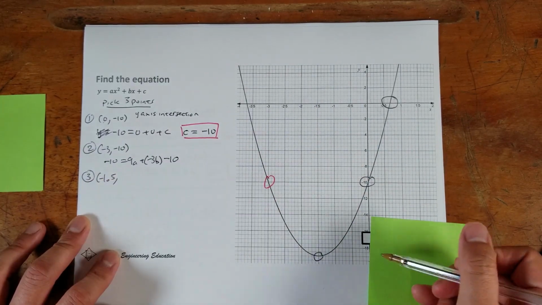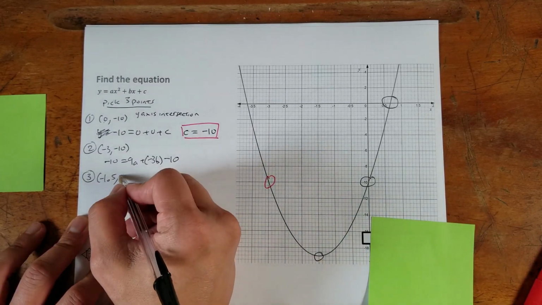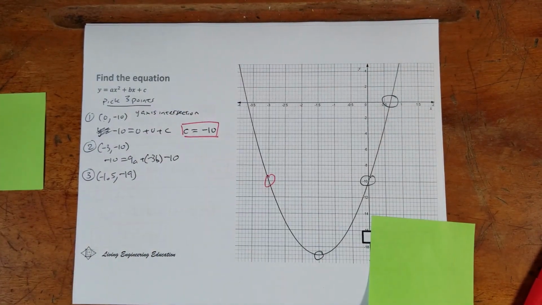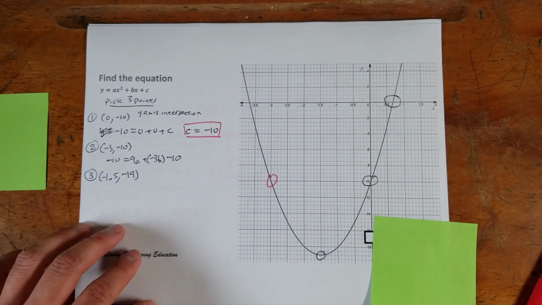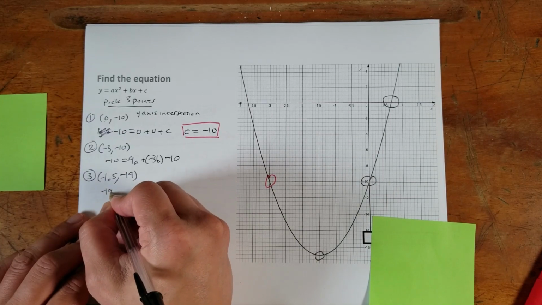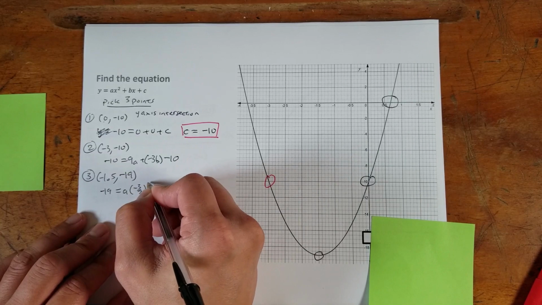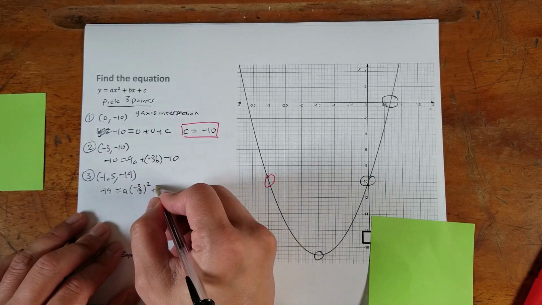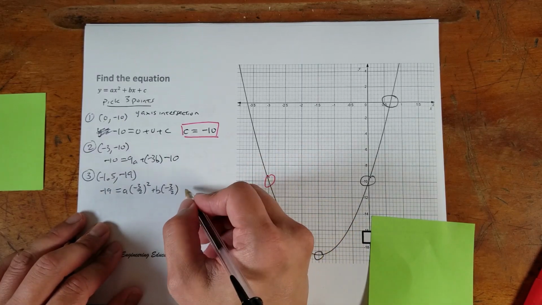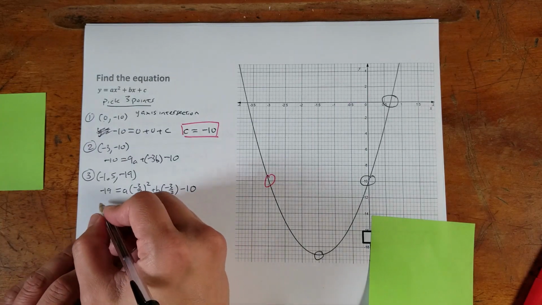And y is at, these are at 1, 2, half increments. So that's -19. All right, so there's my third point that we can use. So let's take a look at what that point will give us. So we got -19 for my y term is equal to a times (-3/2) squared plus b times (-3/2) plus c, which is -10. Okay, so we can expand this so we have something to work with.